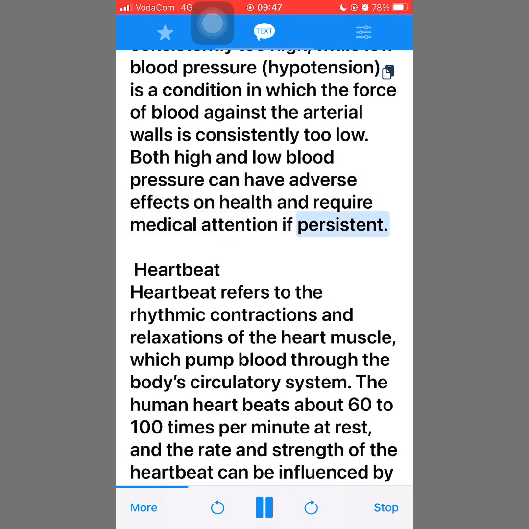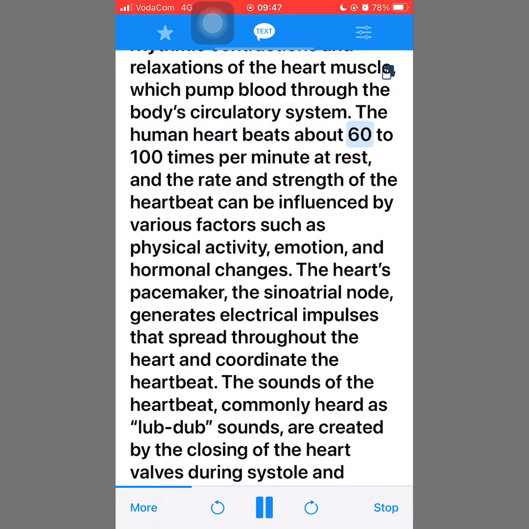Heartbeat. Heartbeat refers to the rhythmic contractions and relaxations of the heart muscle, which pump blood through the body's circulatory system. The human heart beats about 60 to 100 times per minute at rest, and the rate and strength of the heartbeat can be influenced by various factors such as physical activity, emotion, and hormonal changes. The heart's pacemaker, the sinoatrial node, generates electrical impulses that spread throughout the heart and coordinate the heartbeat.